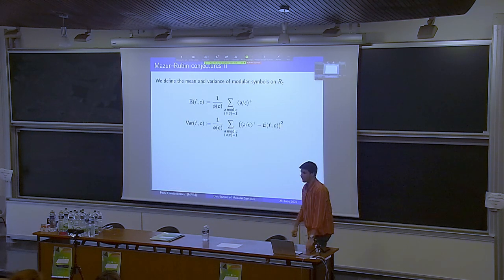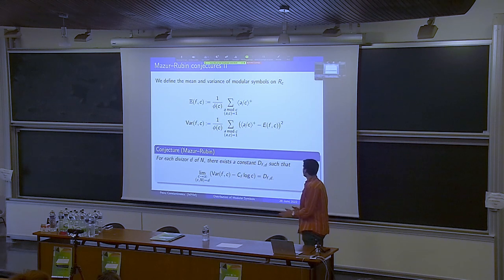Okay. So this was one of their conjectures. And as before, we defined the expected average and the variance. So we just average the modular symbols of denominator C, and they take the variance over this set, as before. It's easy to see that the average will go to zero. So it's not much to talk about, but it's very interesting, the behavior of the variance.